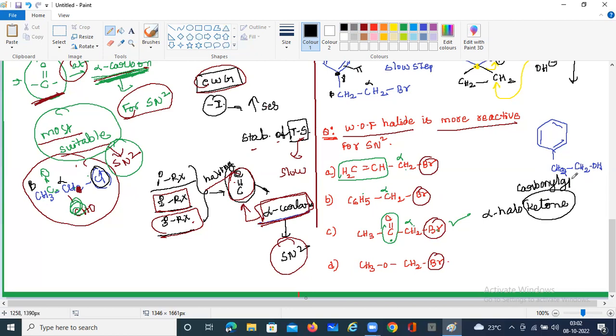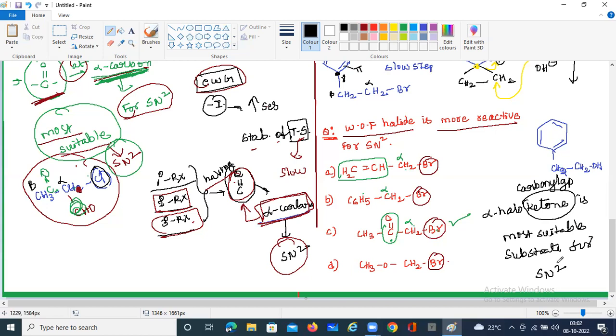Alpha halo ketone is the most suitable substrate for SN2. Okay. So this is about SN2.